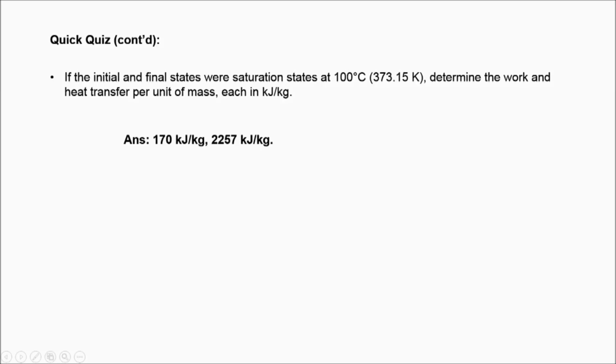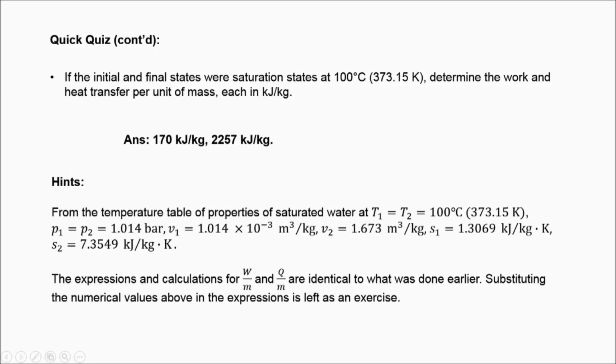The answers are W over m equal to 170 kilojoules per kilogram and Q over m is equal to 2257 kilojoules per kilogram. Hopefully, those are the answers you calculated. If not, you may want to review the various steps in this video and check your calculations. If you still are not able to get the correct answers, here are a few hints.